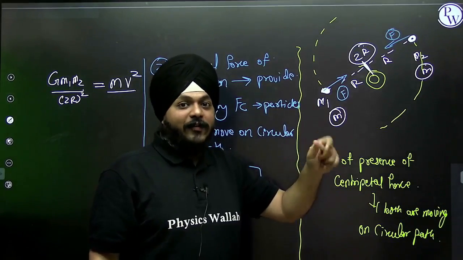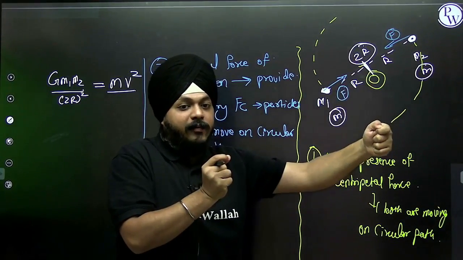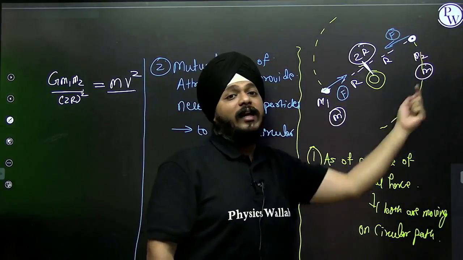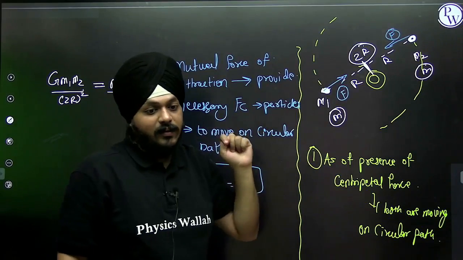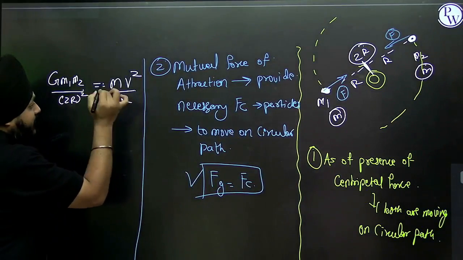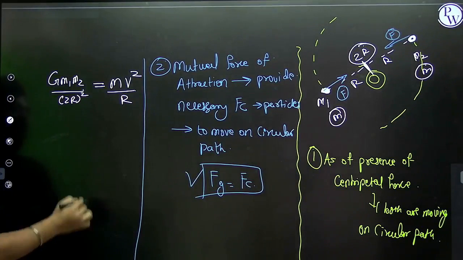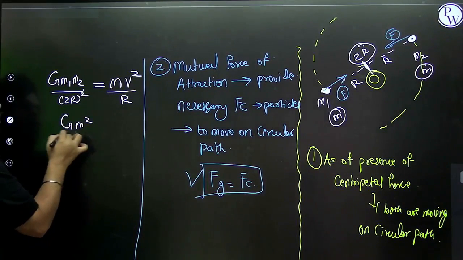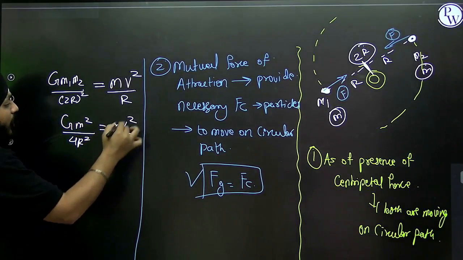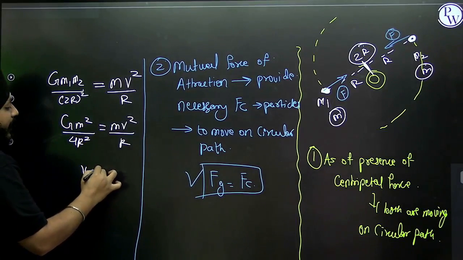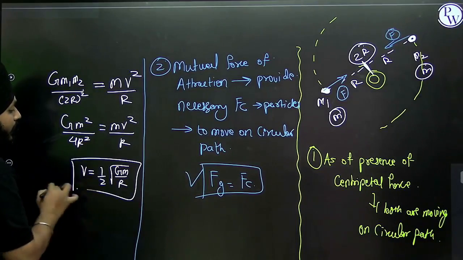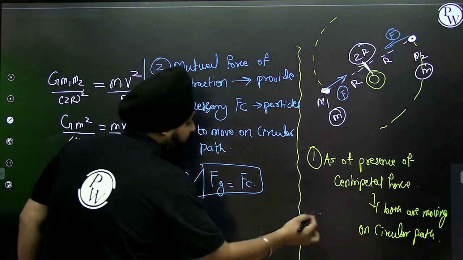Newton's law of gravitation deals with the actual distance between them. But if I'm talking about the centripetal force, then it deals with the radius of the circular path. So whenever we are dealing with the distance, it will be 2r; whenever we are dealing with the radius, it will be r. So it is G m square whole divided by 4r square equals m v square by r. What will be the velocity of the individual particle? It is 1 by 2 under root of G m whole divided by r. So this is what the actual concept states.